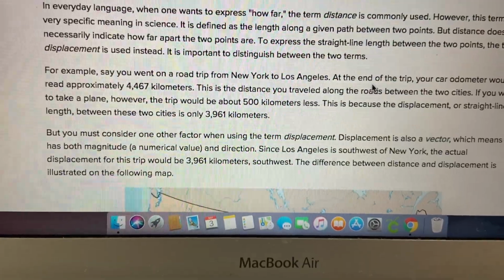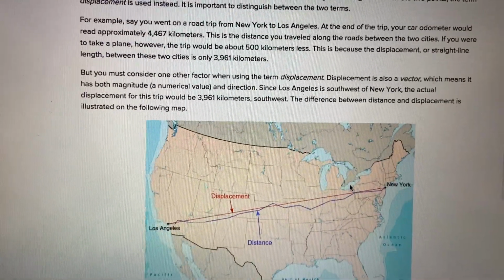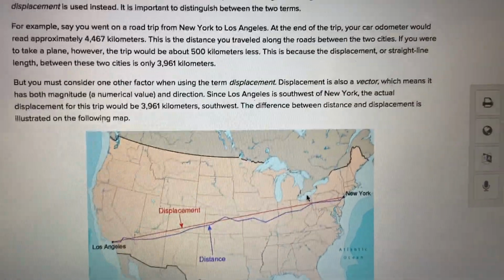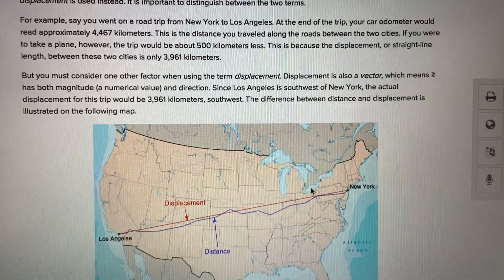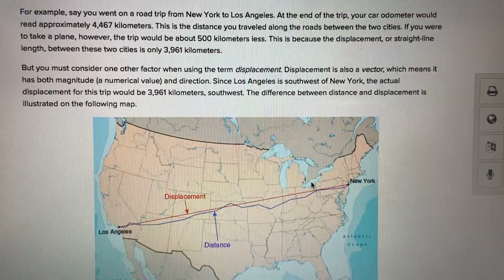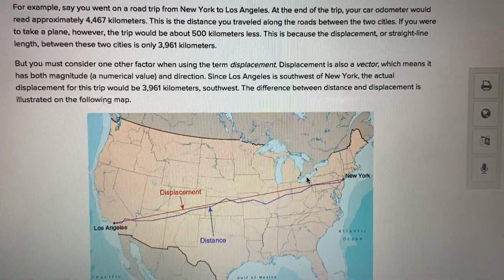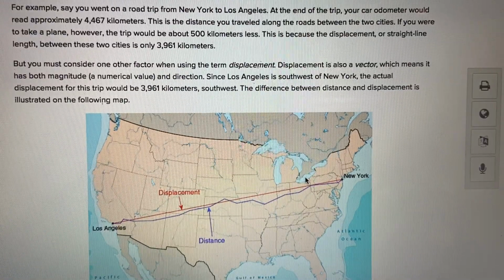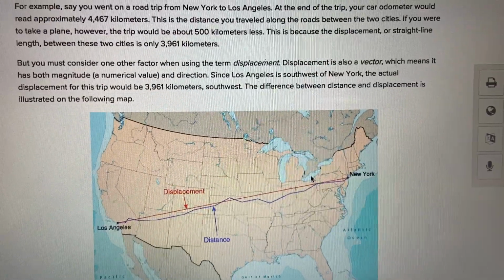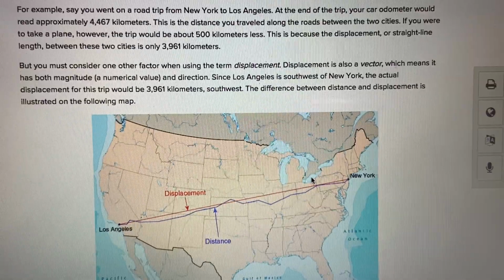For example, let's say you went on a road trip from New York to Los Angeles. At the end of the trip, your car odometer would read approximately 4,467 kilometers. This is the distance you traveled along the roads between two cities. If you were to take a plane, however, the trip would be about 500 kilometers less. This is because the displacement, or straight line length, between these two cities is only 3,961 kilometers.